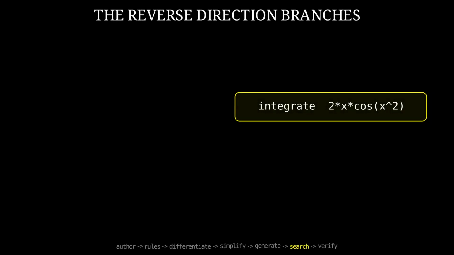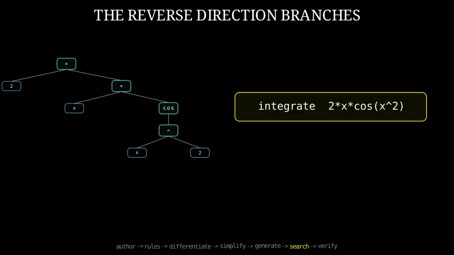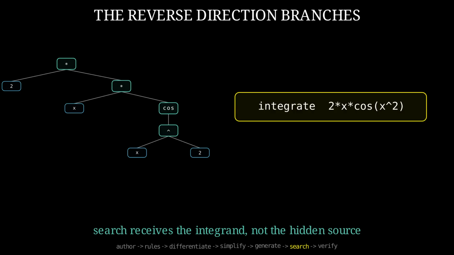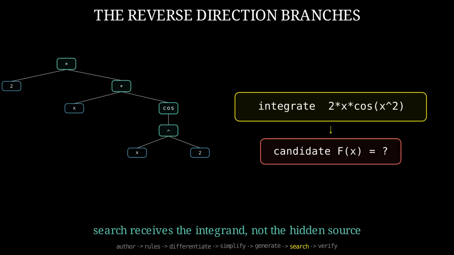Here is the promised hard problem. Integrate 2x times cosine of x squared. The integrand is already a tree in our symbolic language. We know one answer because the previous episode generated this pair. But the search procedure receives only the integrand. It must discover a candidate without looking at the hidden source.